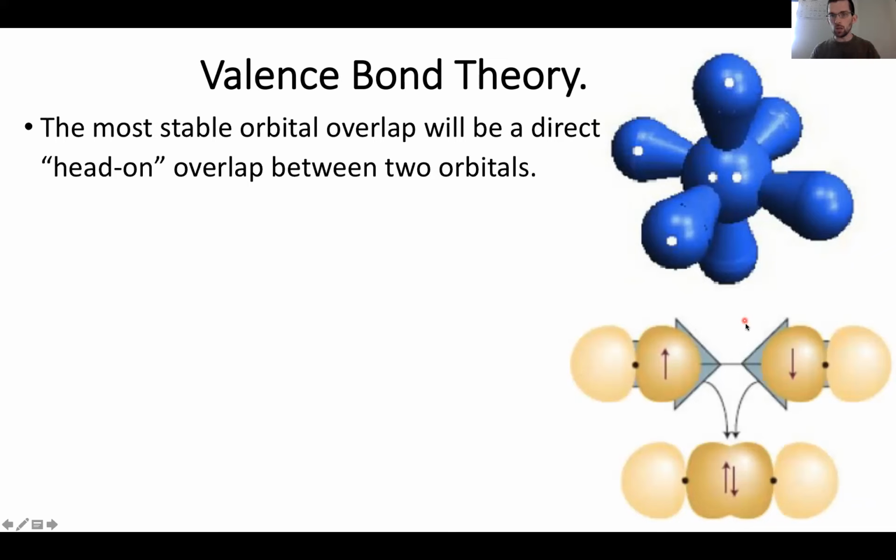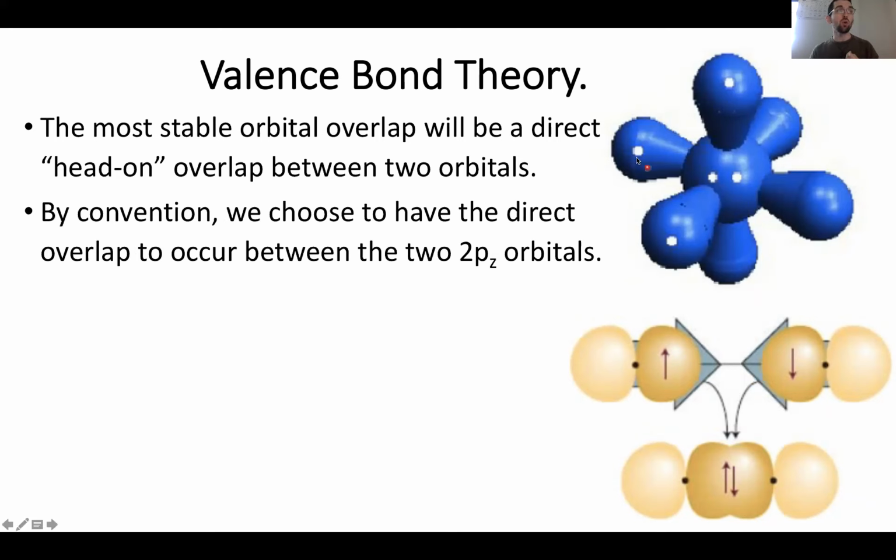But again, our most stable overlaps are going to be these direct head-on, because they're going to build up an extra degree of electron density in here, which is going to attract both of my nuclei. And this is what we've been thinking about in valence bond theory, is forming a strong bond. By convention, the two orbitals that overlap are going to be the pz orbitals. This can be any arbitrary orbitals, but by convention, we always treat the direct head-on overlap as being done in the z-axis with the pz orbitals.